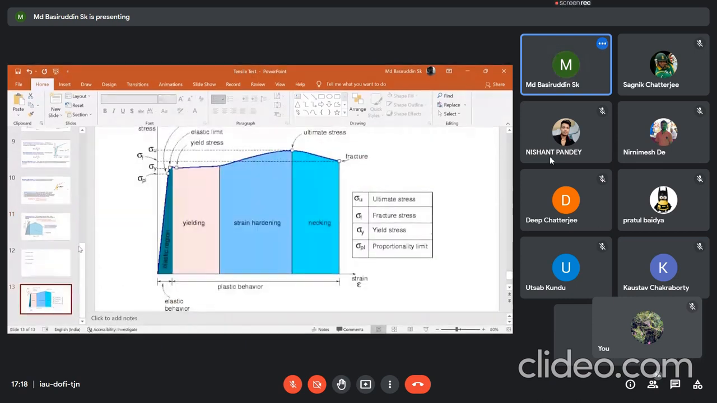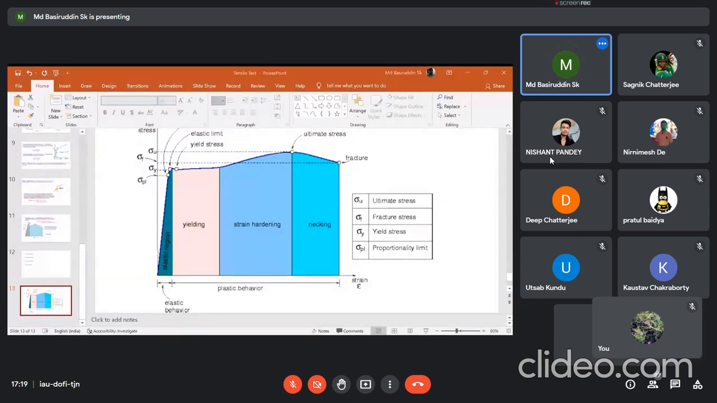Now, up to the elastic limit, we can correlate or define this particular graph. But what about the entire graph? Can we get certain empirical equations which are able to describe this curve? Do you know this sort of equation?